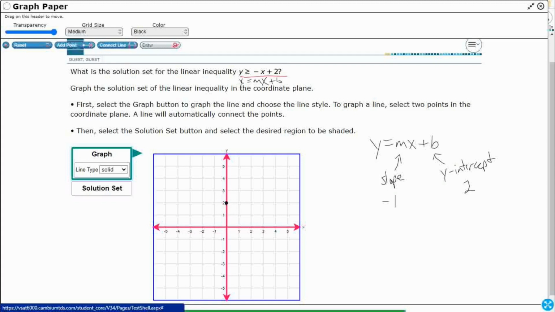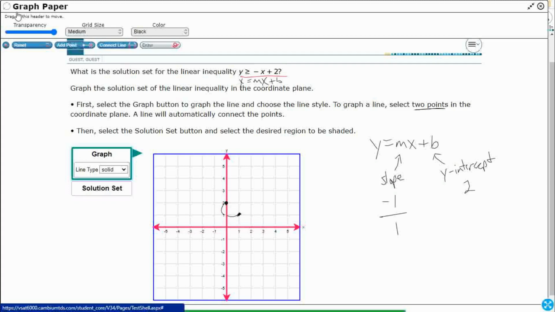And I can plot a second point because it says I need to select 2 points. I'm going to start with that one, and then use the slope to find my second one. That's rise over run. Negative 1 over 1 is the same as negative 1, so I'm going to go down 1 and then over 1. Right there. Those are my 2 points.